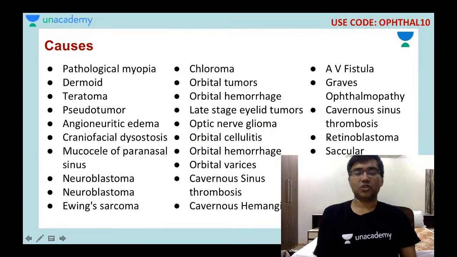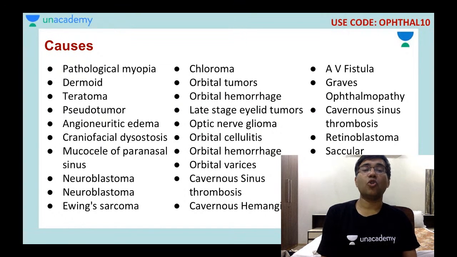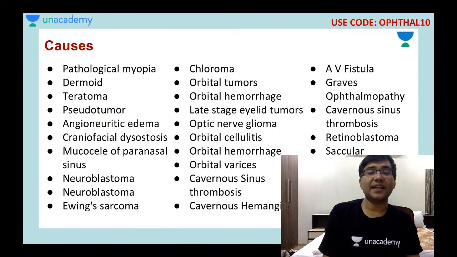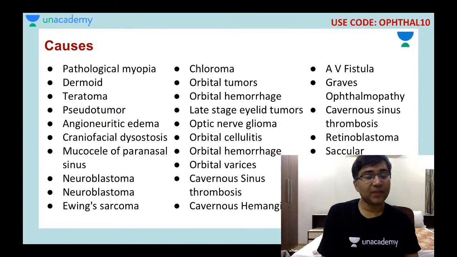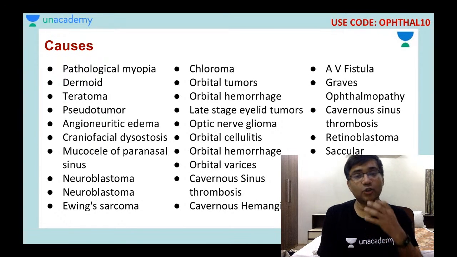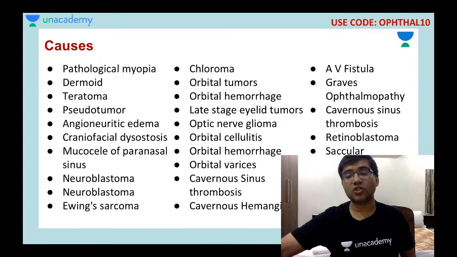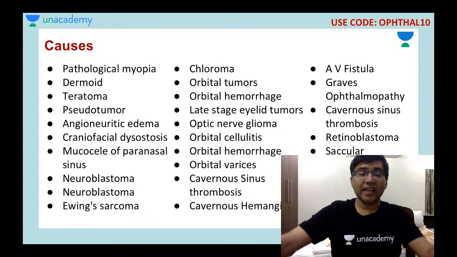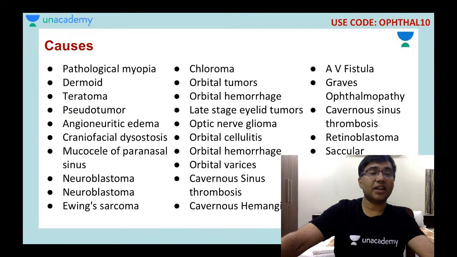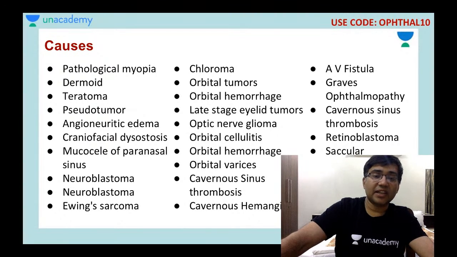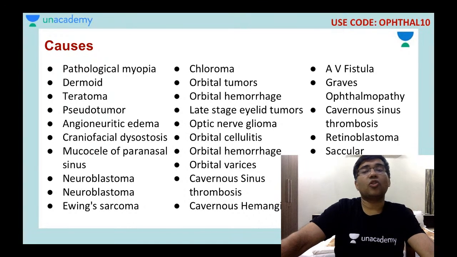Now if I come to the causes of proptosis, there are lots of causes. So don't get frightened by this slide which is showing you so many causes. This slide is basically to tell you that there can be lots of causes of proptosis. Like high myopia, a patient having a dermoid, a patient having a teratoma, a patient suffering from some cancers like chloromas, sometimes even orbital cellulitis, some pre-existing conditions like craniostosis, sometimes neuroblastoma, Ewing sarcoma, or even intraocular tumors like retinoblastoma. All of them can cause a proptosis.